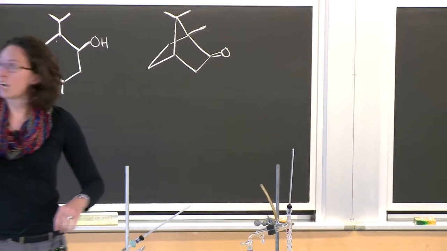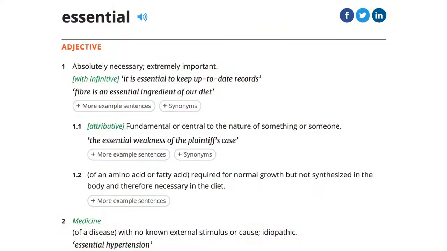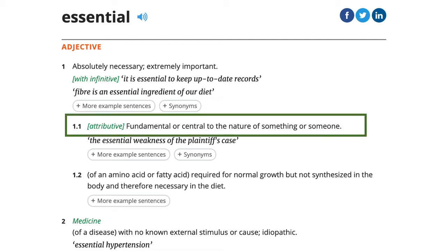And now, talking about our next lab, essential oils. The word essential has a few different definitions depending on how you're using it, and some people will say it's essential, like it's the most important thing. The definition of essential that we mean when we are talking about an essential oil is that it is fundamental or central to the nature of something or someone, like the essence of a thing. And so the essential oils come from plants, typically, and so we're talking about the essence of the plant or something that comes from that plant specifically.